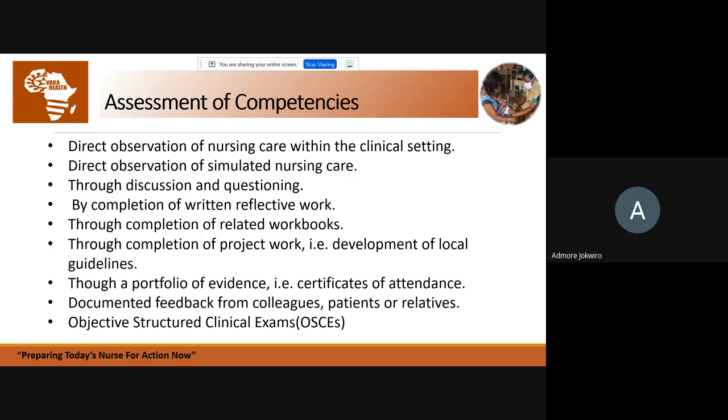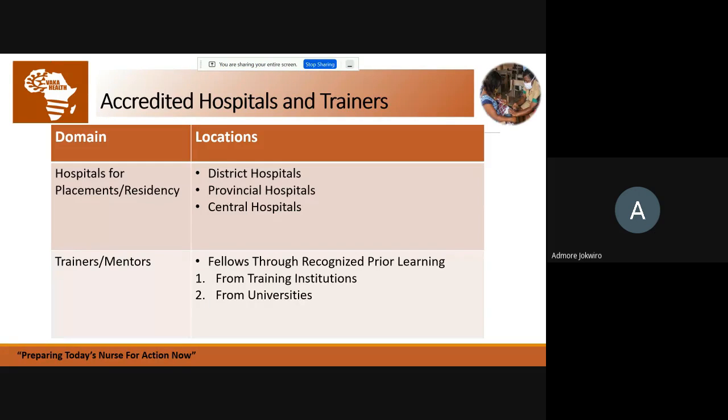Then documented feedback from colleagues or patients or relatives can be used, as well as objective structured clinical exams, which are OSCEs, and these will be standardized across the region. So this is just a snippet in terms of some of the things that have been put in the curricula in terms of how the competencies are going to be assessed. And this is just really, again, for informational purposes.